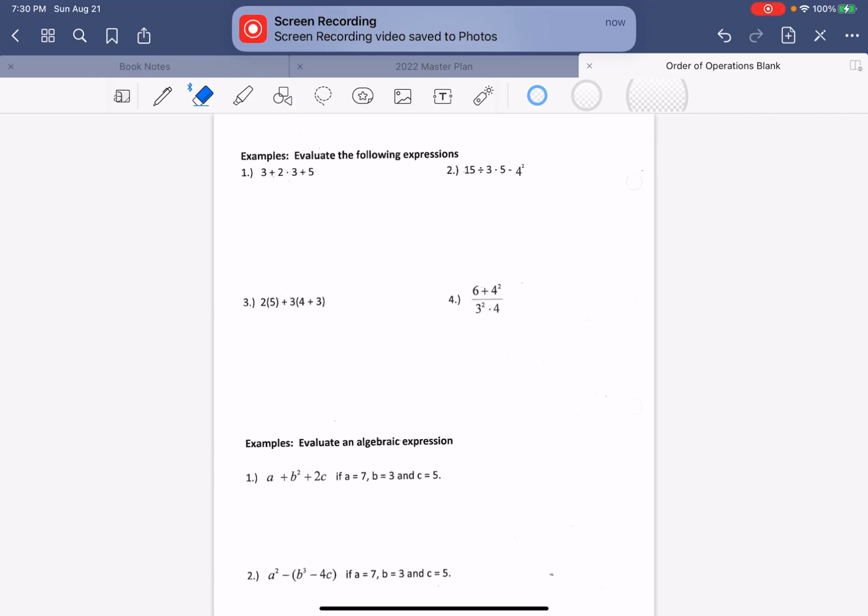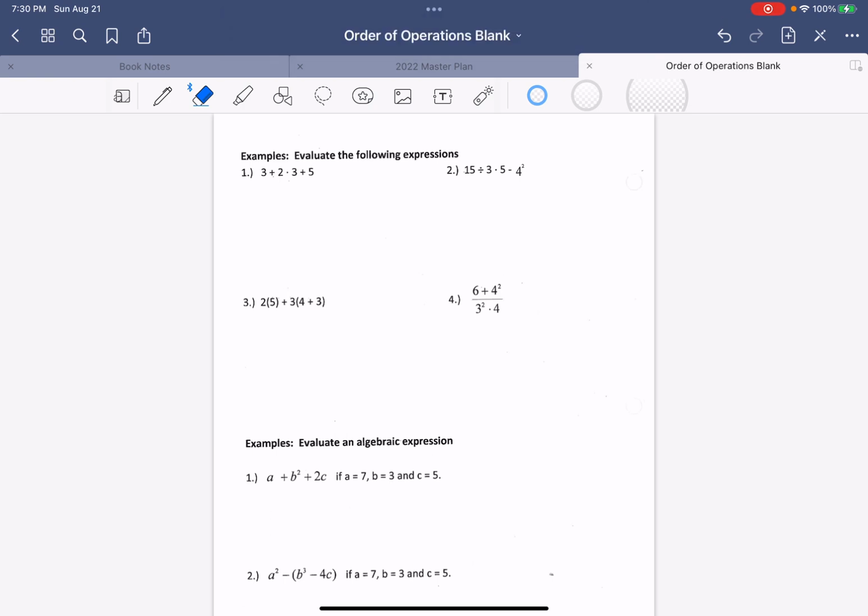Hi everybody, it's Mrs. Baxter, and we are on, I believe, day 5, and we are finishing up our Please Excuse My Dear Aunt Sally notes on the back side. I wanted to go through some actual examples that are going to get a little bit trickier, but I know that you guys can do it.